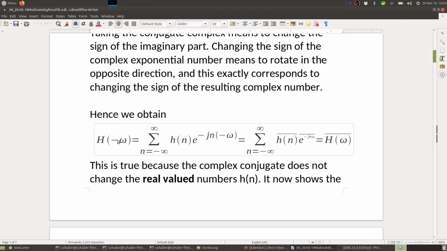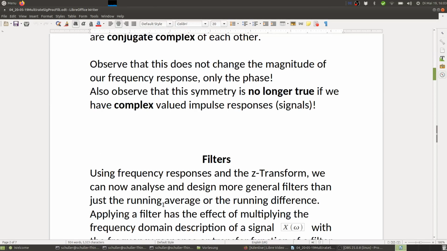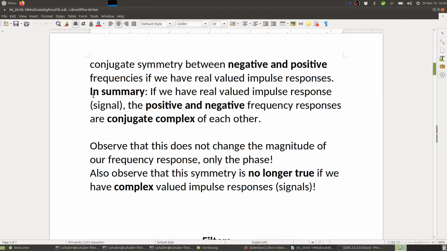So this is the symmetry: H of minus omega is identical to H of omega complex conjugate. This is true because the complex conjugate does not change the real valued numbers h of n. So it shows the conjugate symmetry between negative and positive frequencies if we have real valued impulse responses. And that's an important result.